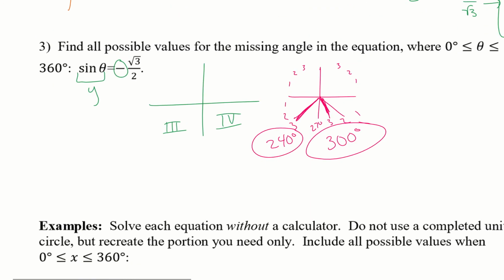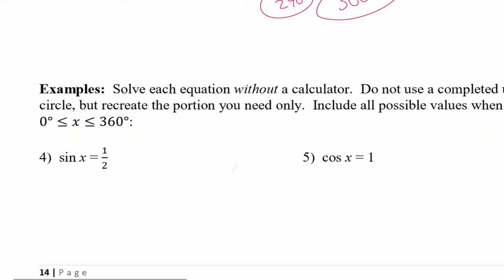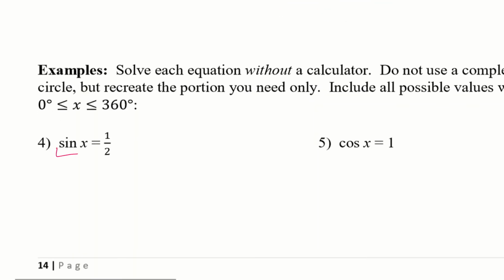All right, let's go ahead and take a look at examples 4 and 5 and try these ones out. So once again, we want to do it without a calculator. So we'll take a look at a few things. Sine of x, so remember that is y. And then we have a positive 1/2. So positive, this will be in quadrant 1 or 2. Right, so one of the 2 top quadrants here to have a positive y value.